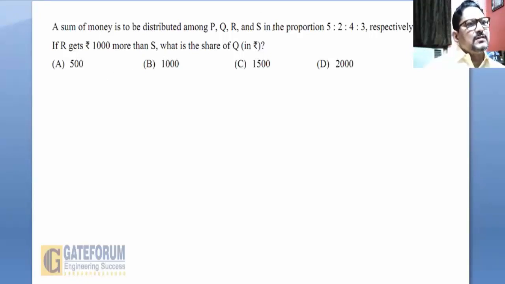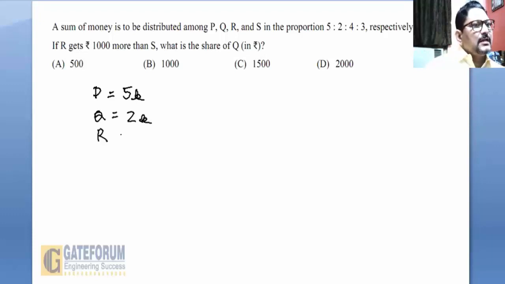We say that because P, Q, R, and S are in the proportion of 5:2:4:3, P can be said to be having 5K amount of money, Q can be said to be having 2K amount of money, R can be said to be having 4K amount of money, and S similarly 3K amount of money.